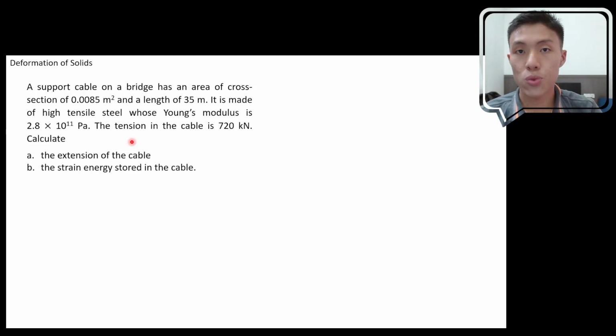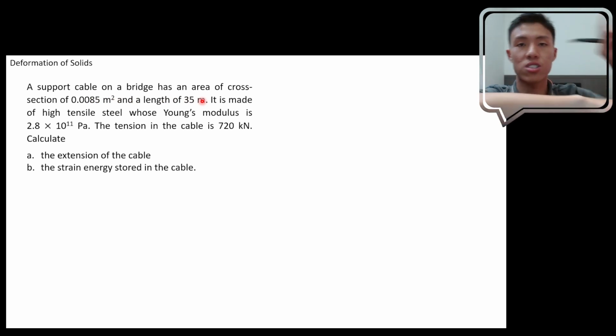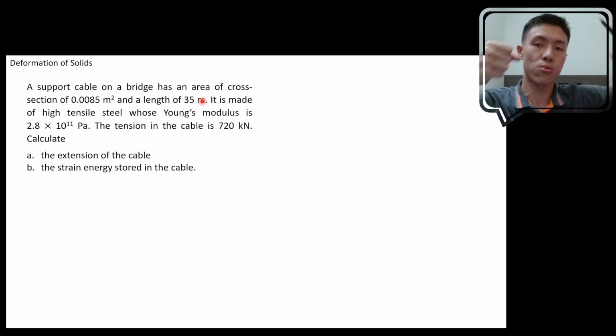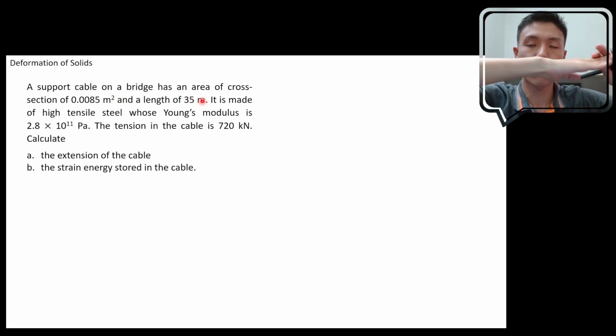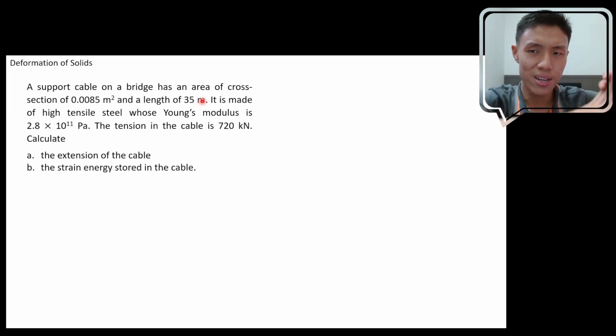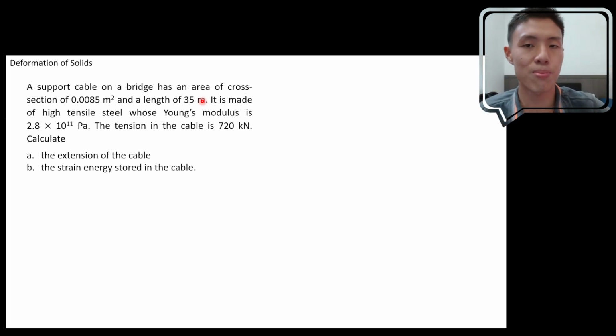Let's try to solve this question over here. A support cable on the bridge has an area of cross-section 0.0085 meter square and a length of 35 meter. So this is a cable that you can find on the bridge. Usually bridges sometimes have suspension on top to hold the bridge, to prevent it from curving downwards. So we have that kind of support cable over here.